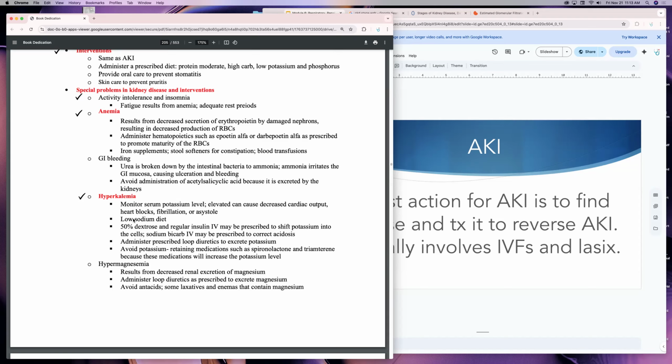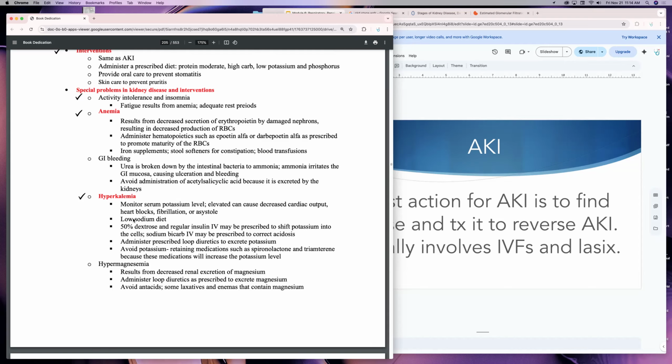Okay, first up, special problems in kidney disease. First up is activity intolerance and insomnia. Why? I would memorize that chronic kidney disease causes fatigue. Why do they have fatigue? Because they're anemic. Memorize that for NCLEX. So just put special problems in chronic kidney disease. Number one, fatigue because of anemia. Number two, anemia because the kidneys aren't making erythropoietin.